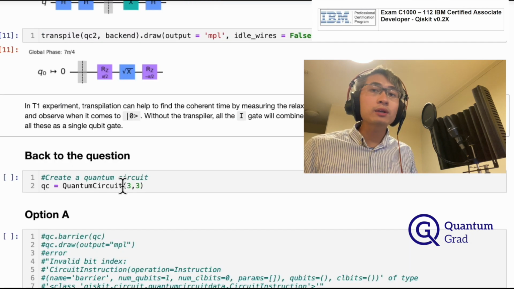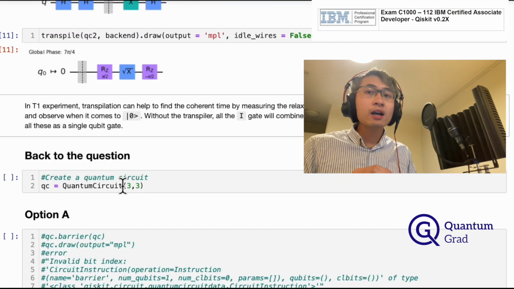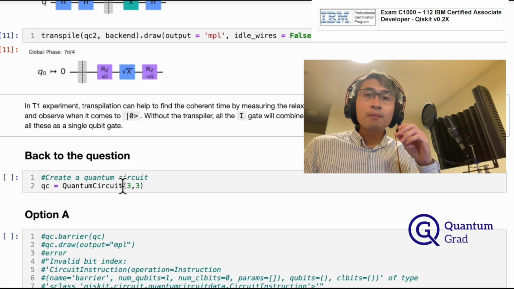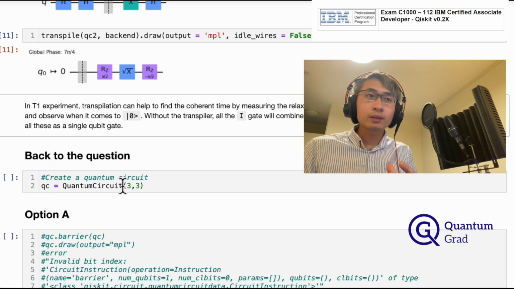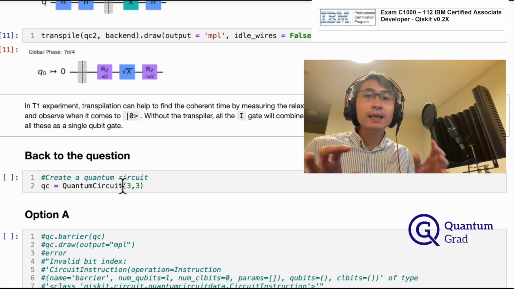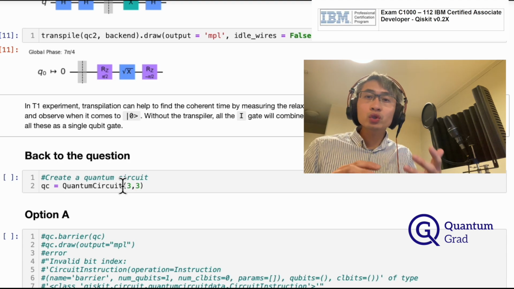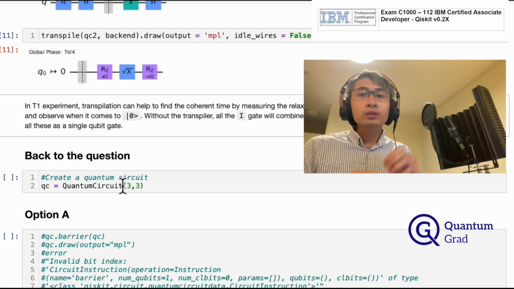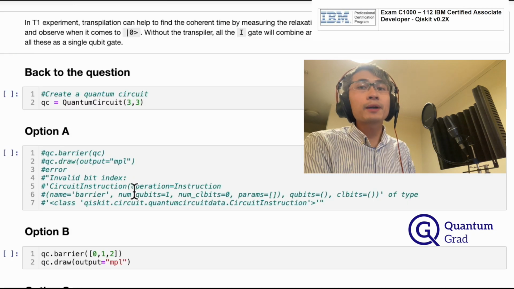To give us some practical application, when we have a T1 experiment, transpilation can help to find the coherence time by measuring the relaxation time of the qubits, by putting many identity gates in state 1 and observing when it comes to state 0. So the barriers can respect all this as an individual, unique, single qubit gate. So let us now go back to our question.